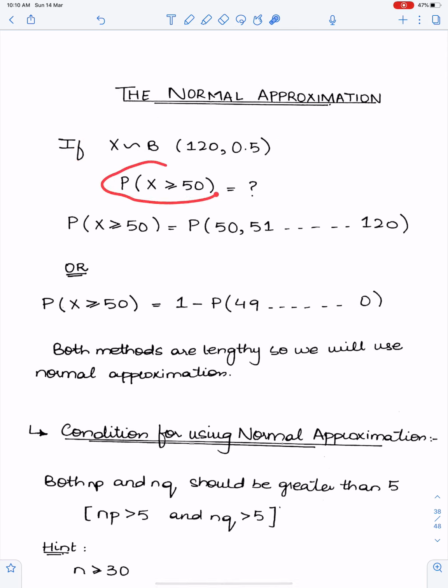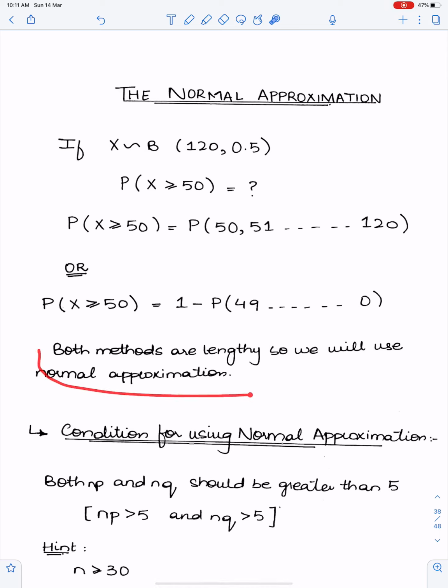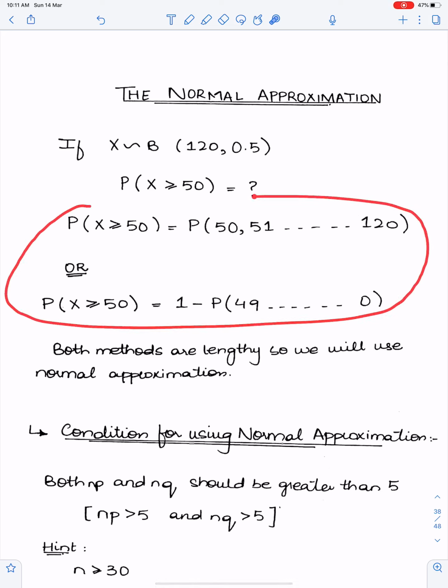So if we need this probability, we cannot use the direct method or the indirect method. Both methods are almost impossible. We have to find the probabilities of a lot of numbers, 50 to 120 inclusive, which is impossible through binomial. In the indirect method, again, we have to find probabilities of almost 50 numbers. So both methods are lengthy. When both methods of calculating the probability in binomial are lengthy, then we use normal approximation.